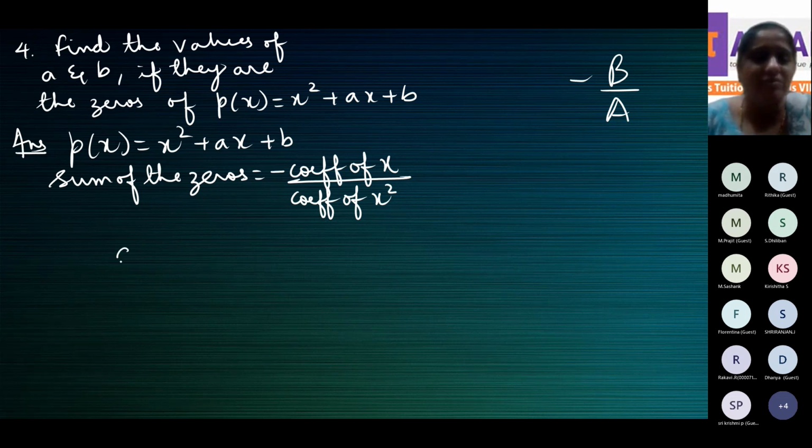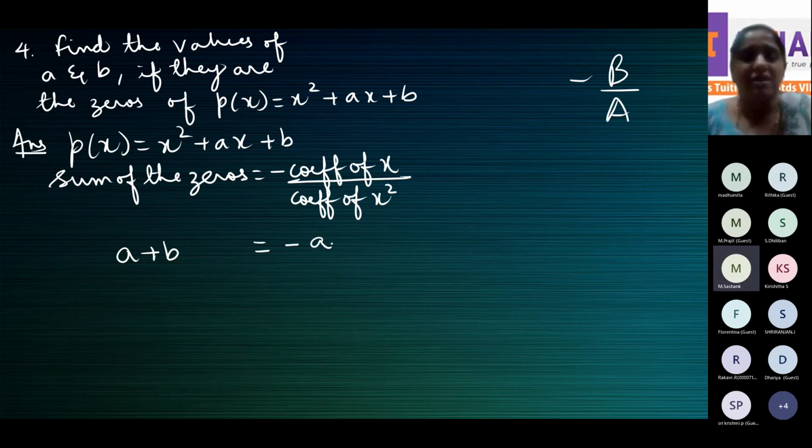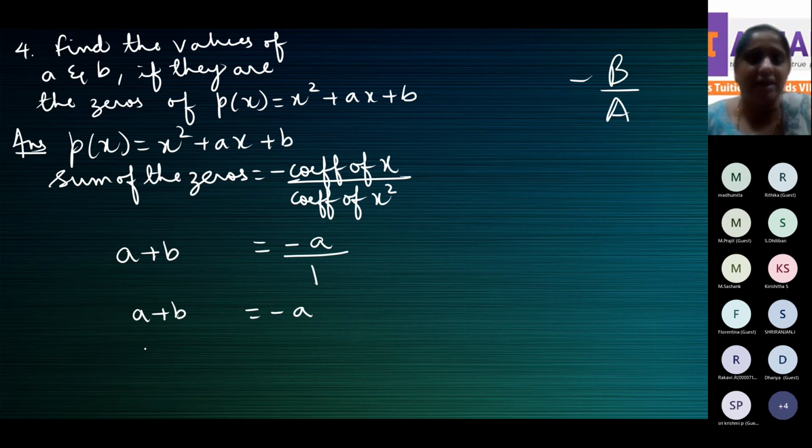Okay, so sum of the zeros. What are the zeros? a plus b. Sum of the zeros, a plus b, is equal to minus the coefficient of x, a, by 1. So a plus b is equal to minus a. So you'll get 2a. a plus a is 2a. 2a plus b is equal to 0 is one equation.